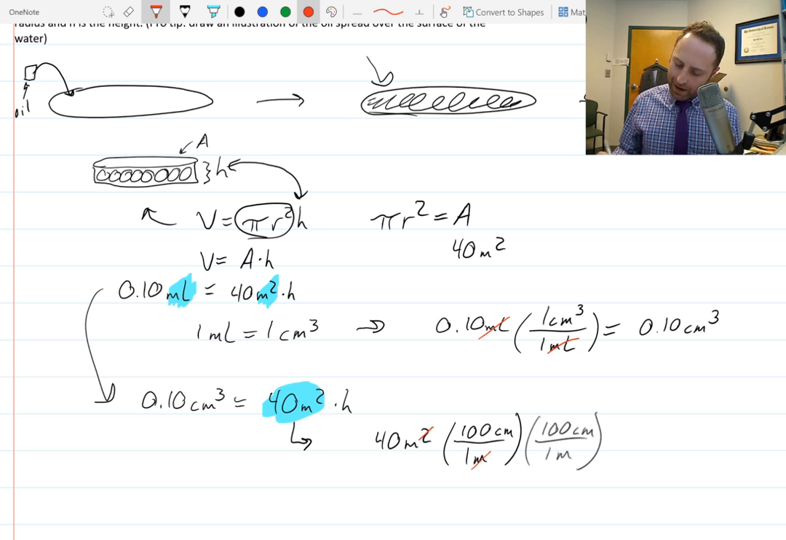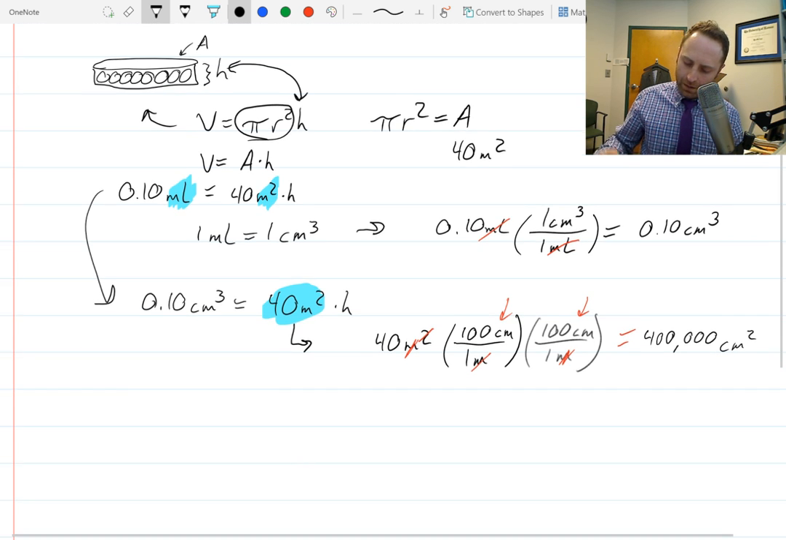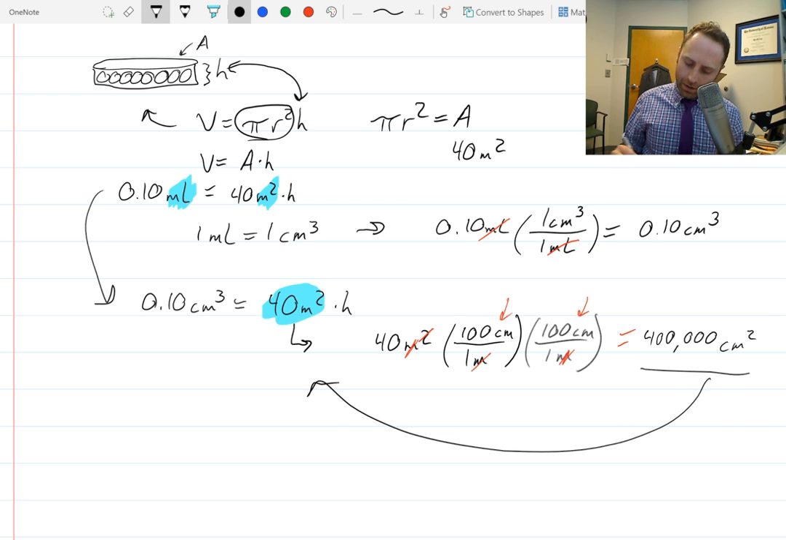This is useful because I can say now, well, hey, this other meter that I didn't cancel before, I can cancel here. And I'm left with centimeters and centimeters. So we can type that into our fancy-dancy calculator, and we can say our 40 times 100 times 100, and we end up with 400,000. What's our units? Centimeters squared.